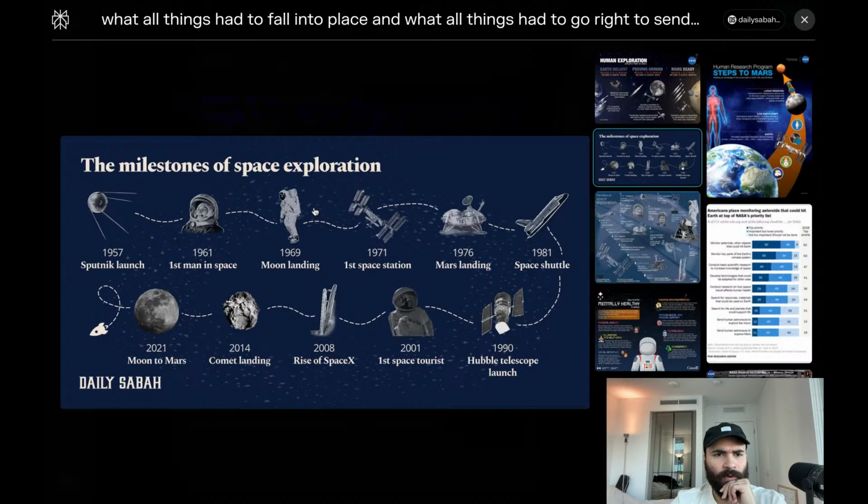The milestones of space exploration. Sputnik launch, 1957. First man in space, Yuri Gagarin. Moon landing, space station, Mars landing, Space Shuttle, 1981, Hubble telescope, first space tourist, rise of SpaceX, comet landing, moon to Mars.